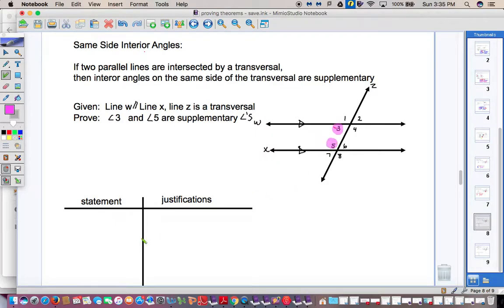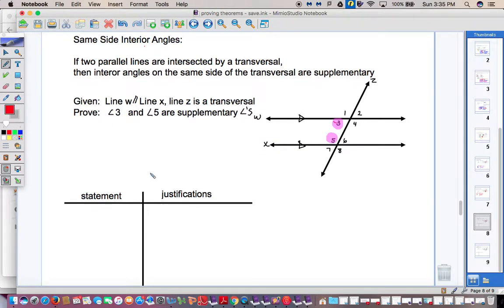Okay, so our first step is to state our givens. And our givens are that line W is parallel to line X. And that's our given statements. Okay, and now we're trying to prove that angle 3 and angle 5 are supplementary angles. Okay, so where can we start? We need to include the angles that we're trying to prove. So we could start with something that includes that angle 3.